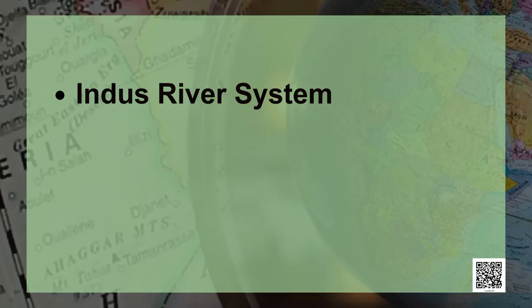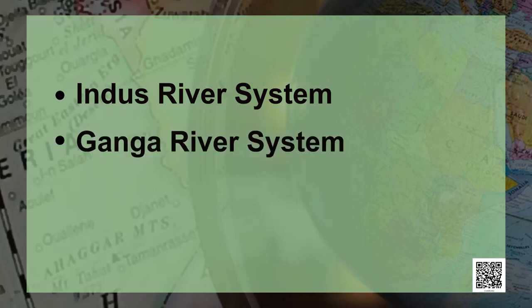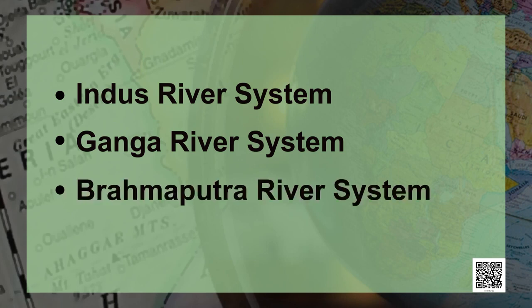Now since we are aware of these things, we will switch over to various river systems of these two major drainage systems. At first, we will know about various river systems within the Himalayan drainage system. There are three important river systems within the Himalayan drainage system. First one is the Indus river system, second one is the Ganga river system and the third one is the Brahmaputra river system. We will talk about the Indus river system first.